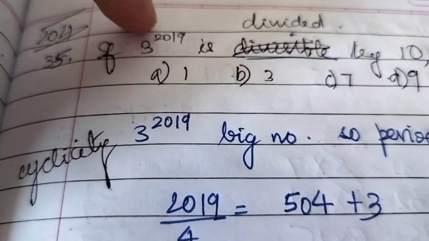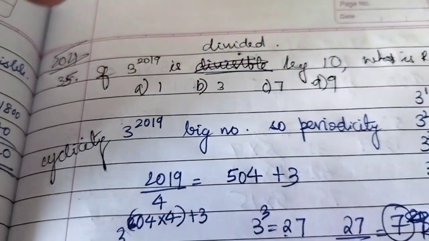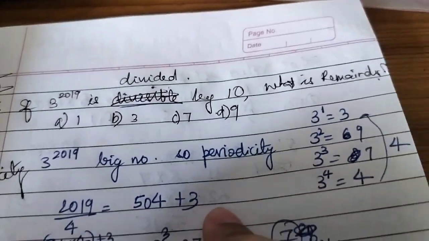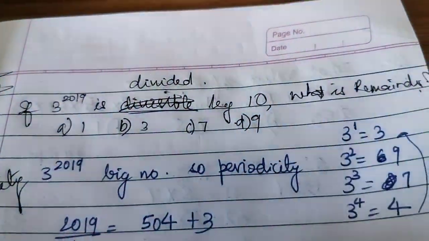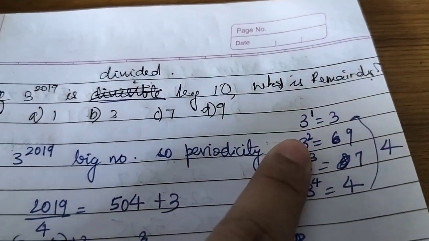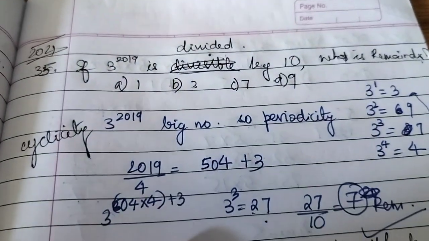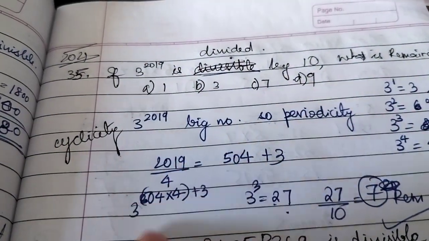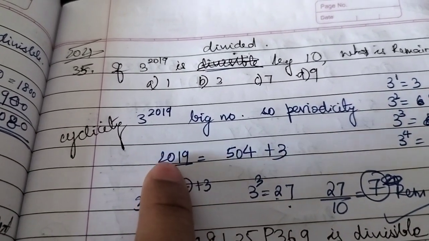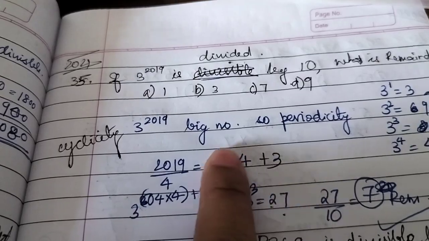Now, if such numbers are given, we need to always remember the cyclicity, right? So what does cyclicity mean? If you don't know, please go ahead and watch a video. The cyclicity of 3 is 4. So what I did was I then tried to bring it into this term. So 2019 divided by 4, which is the cyclicity of 3, and I got this.